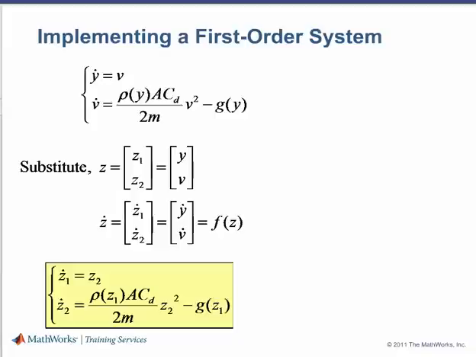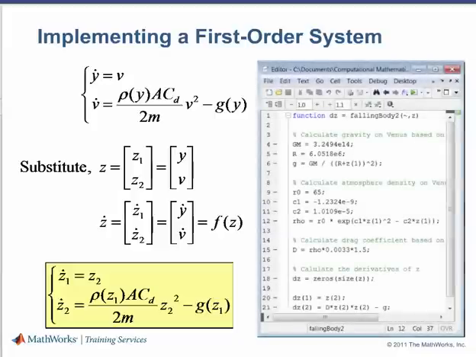Now that we have our first-order system of rate equations, we can create a function to implement them. Here's the function falling body 2 that allows us to evaluate this system of rate equations. As seen previously, the first input argument is ignored. The second input argument is the dependent variable z. Using the fact that y is z1, we can calculate the density as a function of z1 using this particular model of the atmosphere of Venus. We calculate the gravitational acceleration similarly.